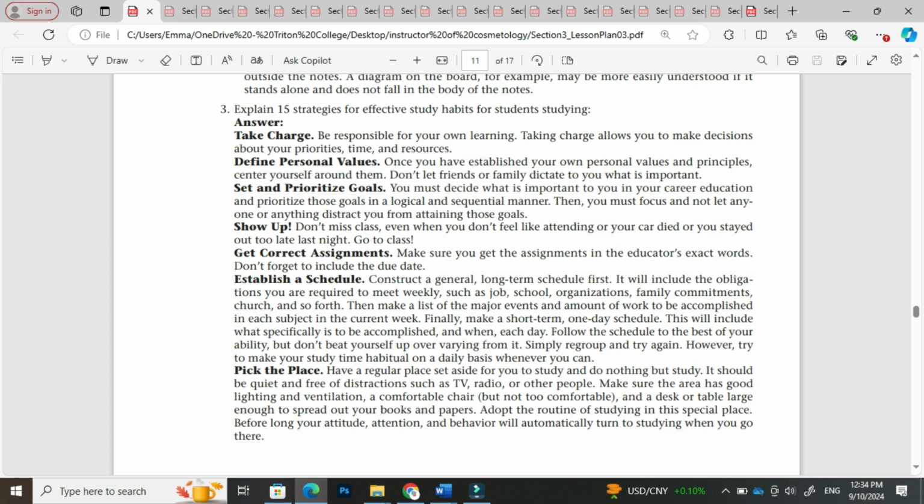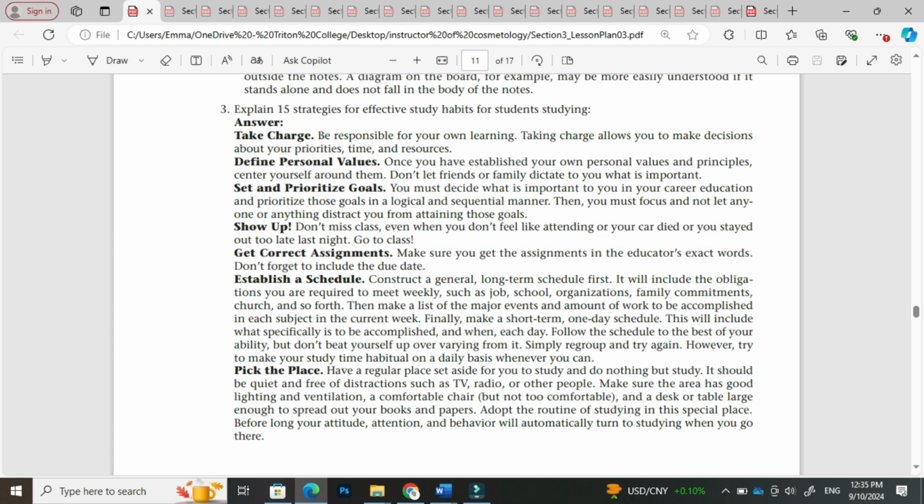Establish a schedule. Construct a general long-term schedule first. It will include the obligations you are required to meet weekly, such as job, school, organizations, family commitments, church, and so forth. Then make a list of the major events and the amount of work to be accomplished in each subject in the current week.